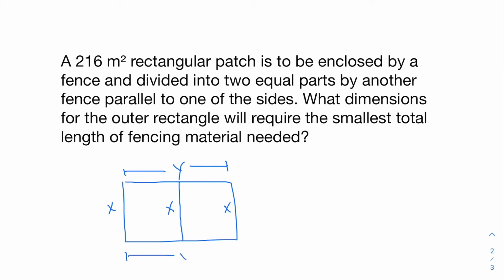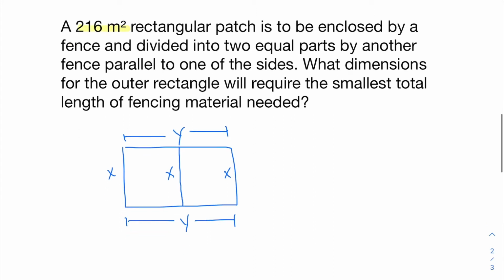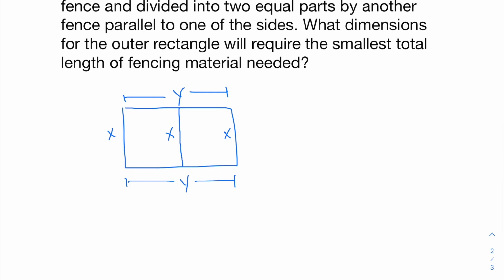And for the area, they give us this area of 216. So that is going to be part of our constraint equation because we have a set value there. So we know that the area of a rectangle is X times Y, and that is going to be equal to 216.